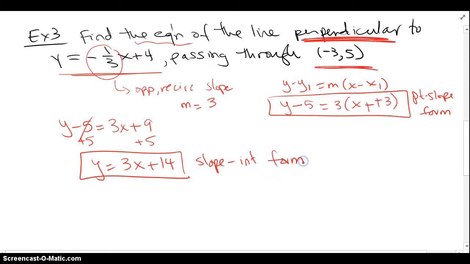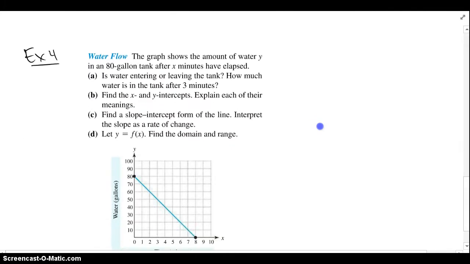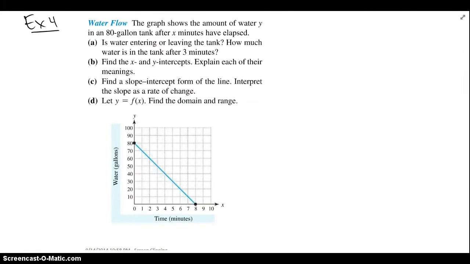Okay. Next example. It says water flow. The graph shows the amount of water Y in an 80-gallon tank after X minutes have elapsed. Is the water entering or leaving the tank? How much water is in the tank after 3 minutes?